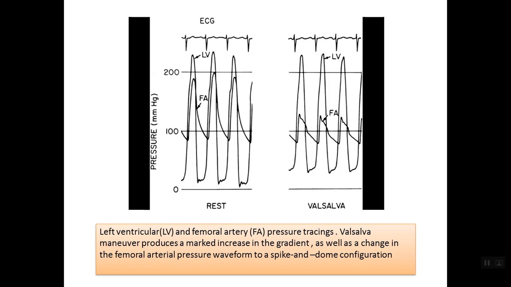Here is another example of a dynamic obstruction. Dynamic obstruction means an obstruction that changes with maneuvers. In this case, the maneuver is a Valsalva. Okay? What happens with the Valsalva maneuver in general? What happens to the circulation, the hemodynamics? What happens with the Valsalva maneuver?